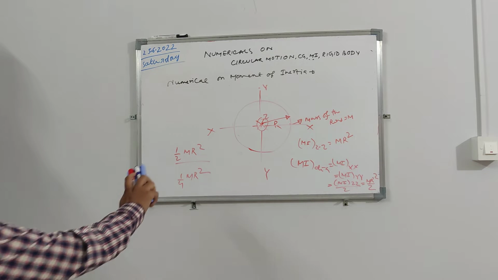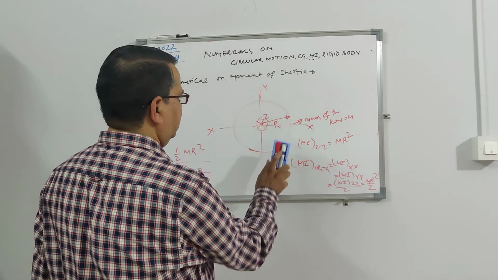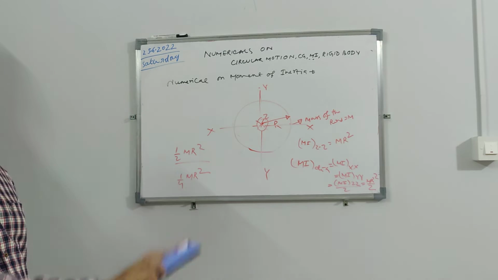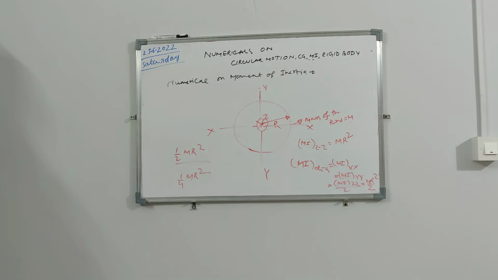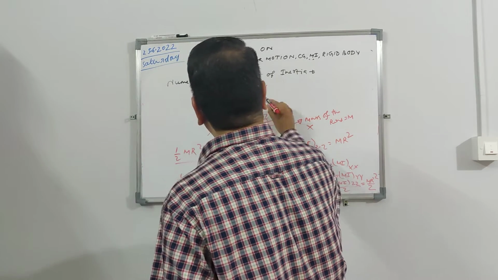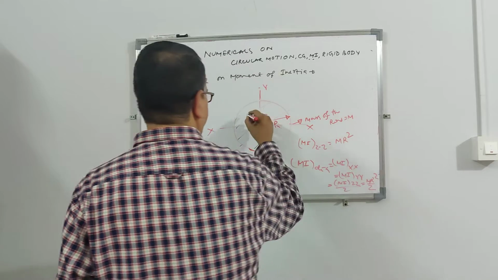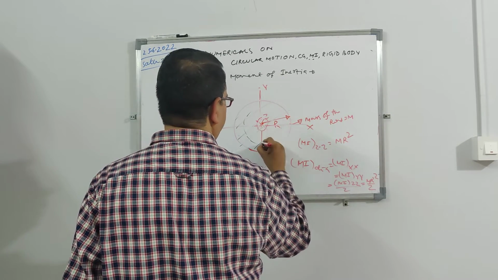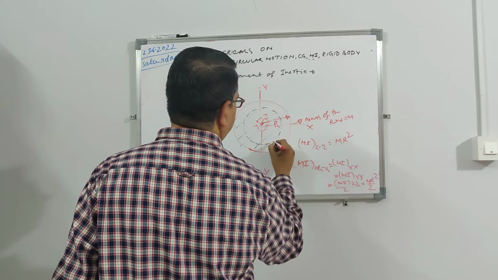So why is this disk half of that ring? Because in a ring you are pushing all the material towards the side. Only the rim has mass. Here it is distributed. When this ring becomes a disk, the mass is distributed equally, so effectively the mass will be at half of the radius. It will be distributed, but the effective mass will be at half of the radius. Understood? That's why.